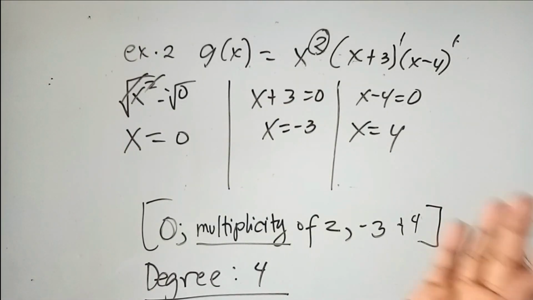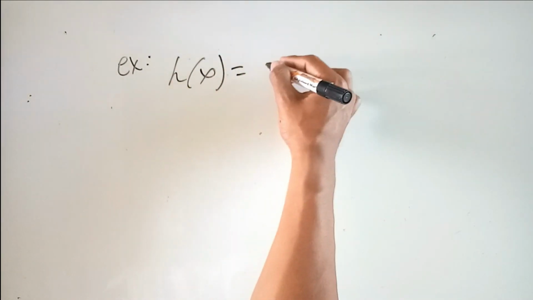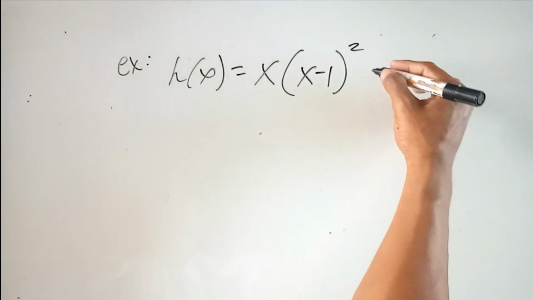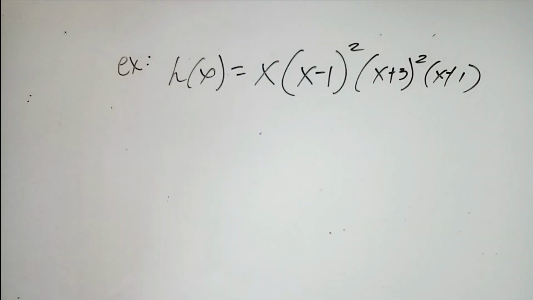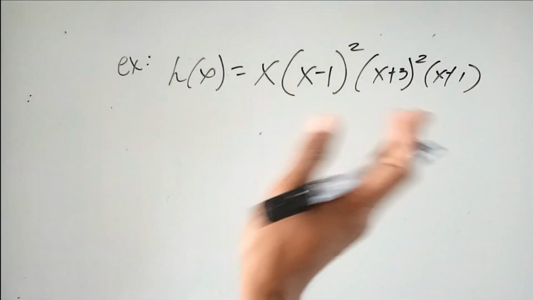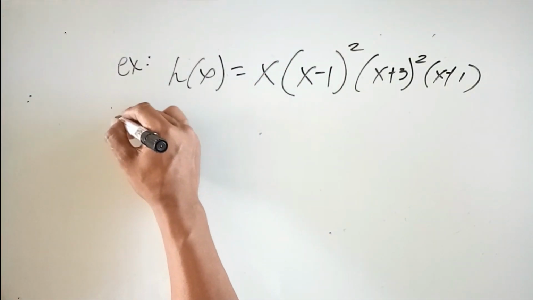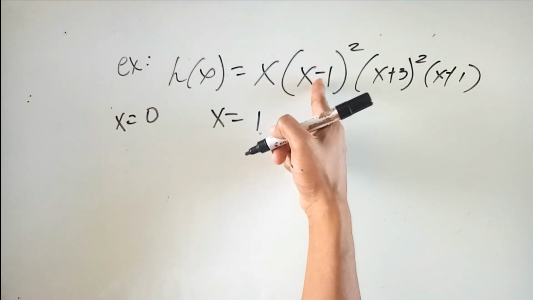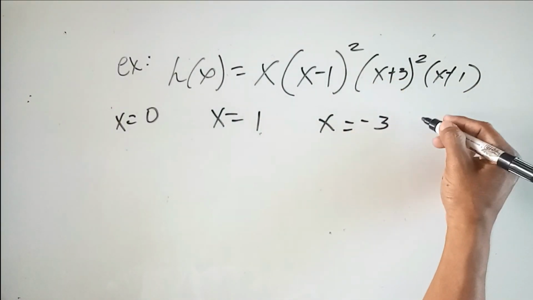Let's explore more examples. If you have h of x, it's going to be x, times x minus 1 squared, times x plus 3 squared, times x plus 1. How will you find the roots of that? First, of course, that's going to be 0. The other one is positive 1, because that's negative. And the other one is going to be negative 3, because that's positive. And the other one is going to be negative 1.